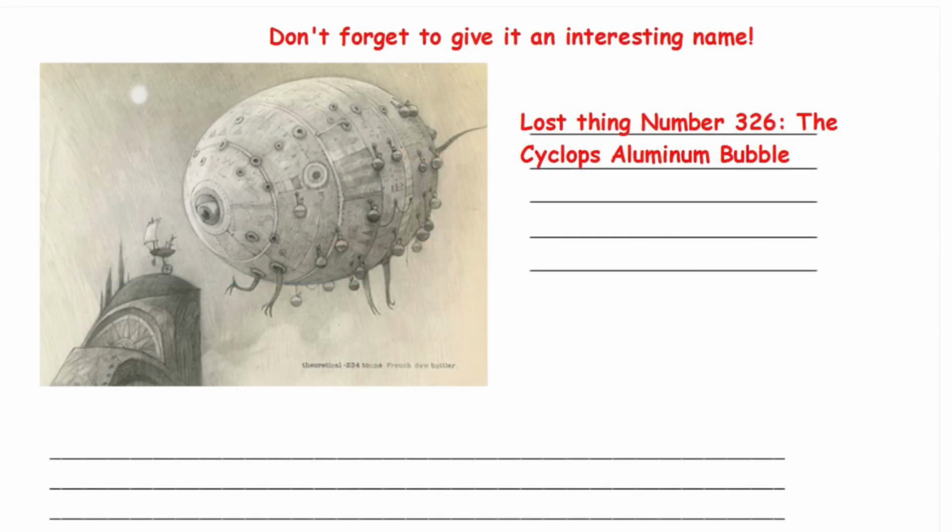Remember to give your lost thing a really interesting name. I've done an example here, lost thing number 326, the Cyclops aluminium bubble, but yours is going to be completely made up. Paragraph 1, give us the name, the appearance, the materials. Paragraph 2, give us more of the personality and any caution we have to take over this beast.